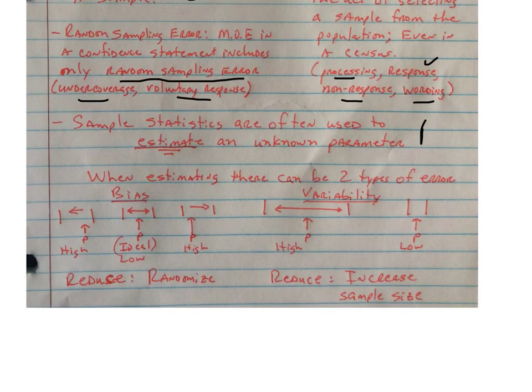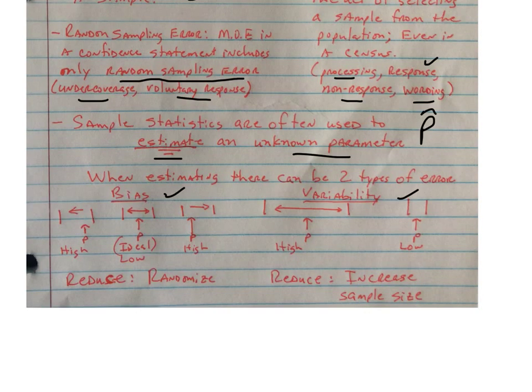So, we're going to use the sample statistic, and if the sample size is large enough, just like in a couple of the examples we used, we can use it as an estimate for the unknown parameter. When estimating, there can be two types of errors. You can have bias and you can have variability.